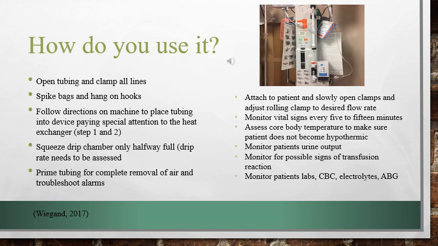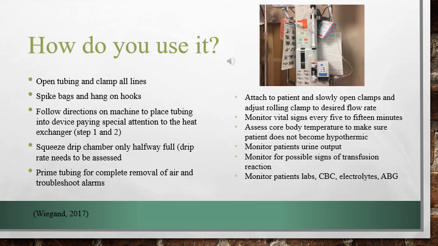You want to make sure that you squeeze the chambers only halfway full, because this way you can assess the rate, make sure that it's actually dripping. There's nothing more frustrating than when you use one of these things and somebody has squeezed that thing all the way up and you can't tell how fast it's actually running. So you want to make sure you prime your tubing, get all the air out, and troubleshoot any alarms once you turn it on. Find out what's going on before you hook it to your patient.